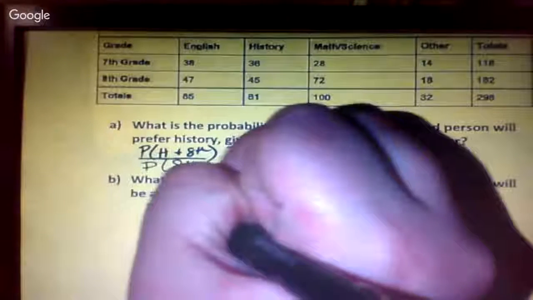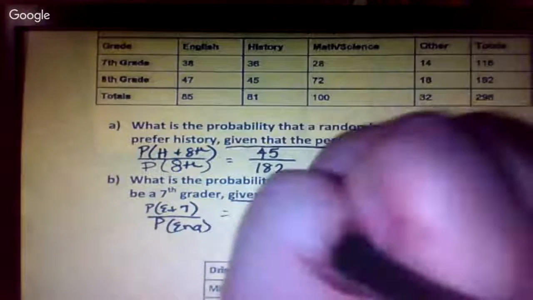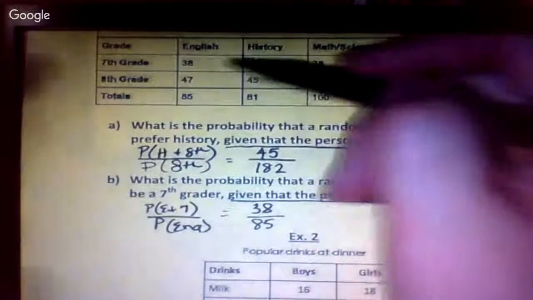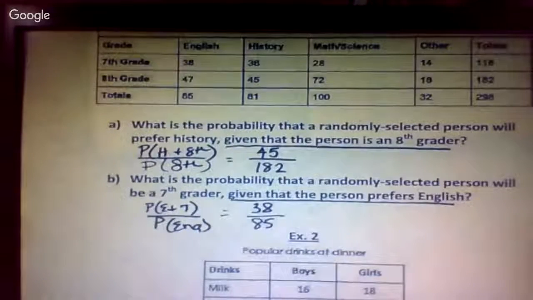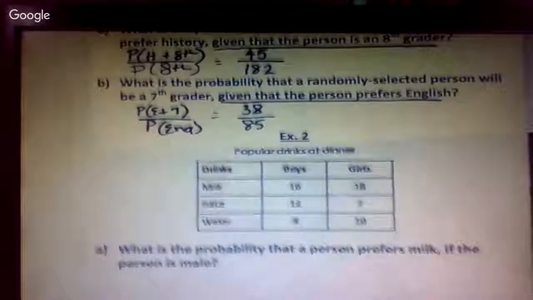Of the English people, how many are also in the 7th grade? 38. We're only looking at the English people. 38 are in the 7th grade. So the first condition will tell you which row or column that you're looking at. And then the top one, where do the two intersect? Where English and 7th grade intersect gives you your top number. And the bottom.